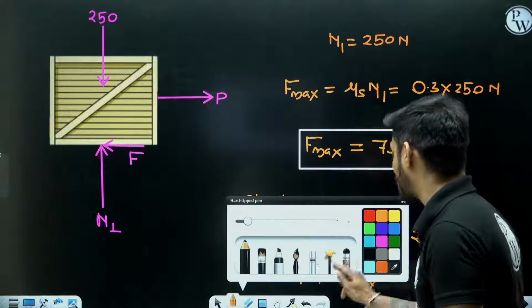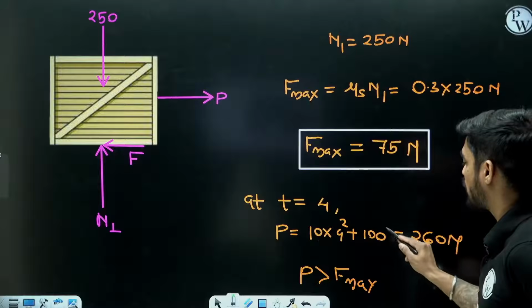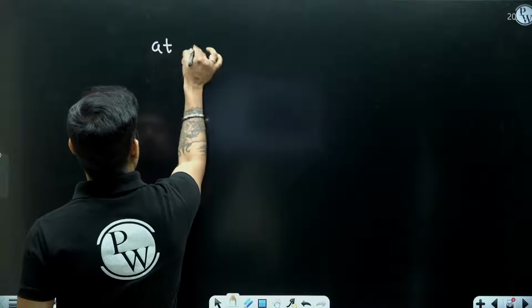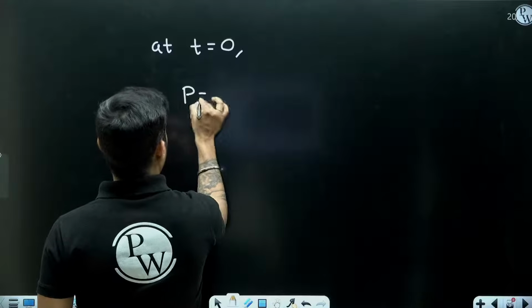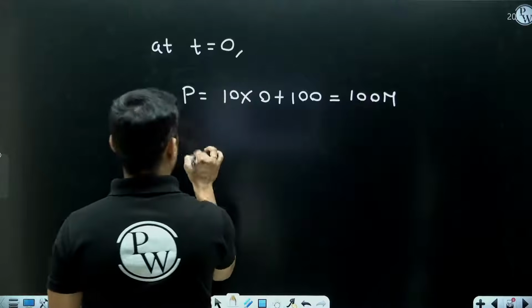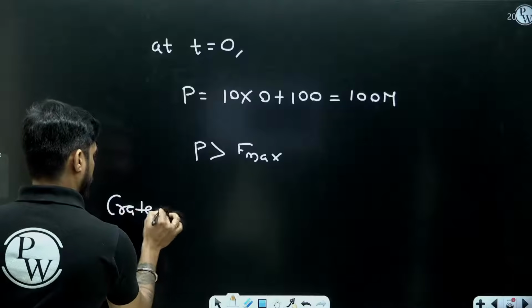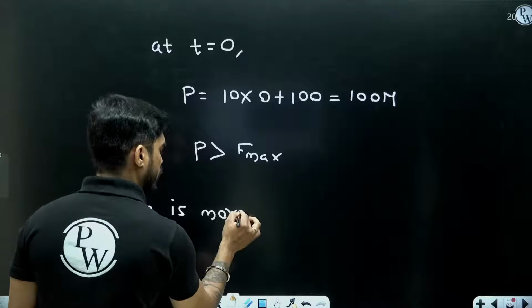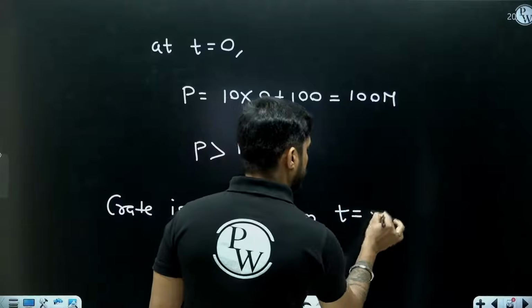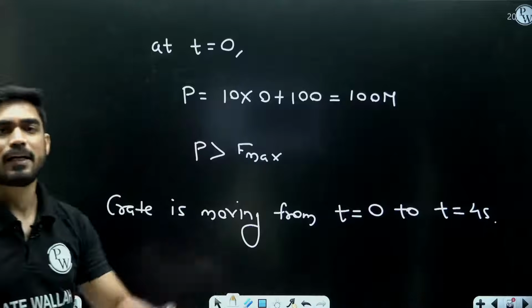So the crate was moving from t equals 0 only, because at t equals 0, P was 100 Newton. Right? So P was greater than F maximum, means the crate is moving from t equals 0 to t equals 4 seconds. Now why we are doing it, you will understand later.